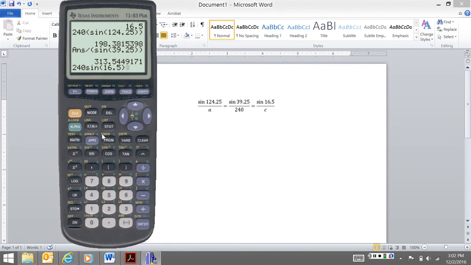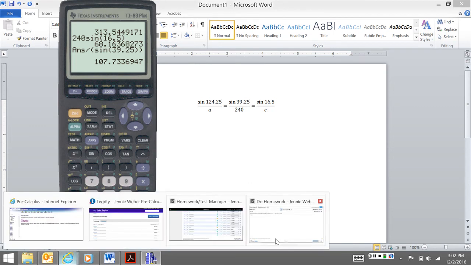16.5. And you'll notice up here I use parentheses. Down here I didn't. I tend to use parentheses. I like them. But either way should work. Sine 39.25. And this is 107.7337. So now let's go back and see what I need here.